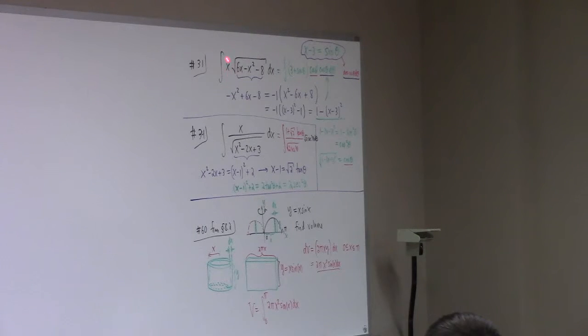So x, for example, is what? X, if you solve for x, you get sine theta plus 3, right? So x is 3 plus sine theta. The square root simplifies to cosine theta, right? And the dx gives me another cosine theta d theta. So to do this integral, I can do this corresponding trig integral.